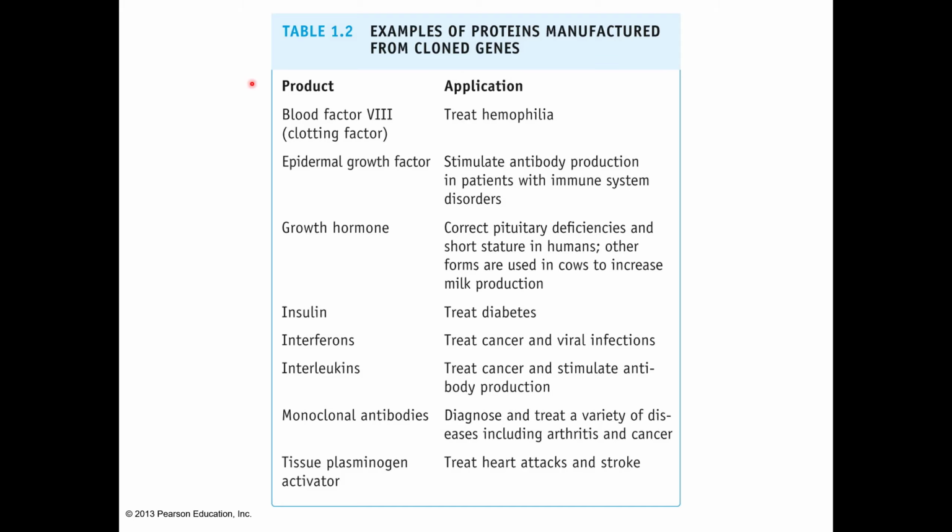Table 1.2, we have examples of proteins manufactured from cloned genes. And product, so we have blood factor 8, clotting factor, treat hemophilia, epidermal growth factor, used with application is to stimulate antibody production in patients with immune system disorders. Immune system disorders, their antibodies are being suppressed, so they need this growth factor to help produce more of them. Growth hormone, correct pituitary deficiencies in short stature in humans. Other forms are used in cows to increase milk production. We have insulin to treat diabetes. Interferons treat cancer and viral infections.